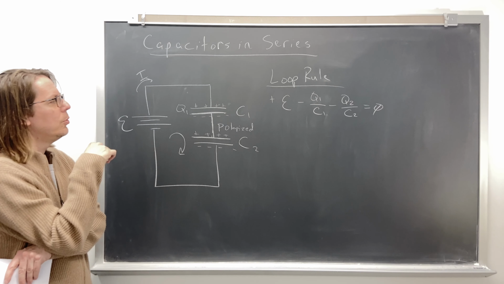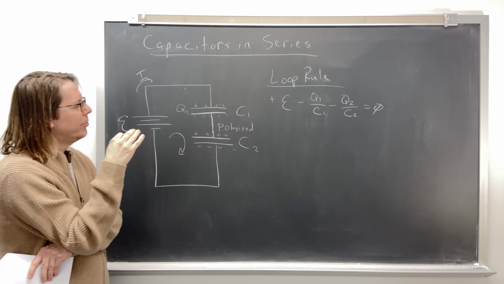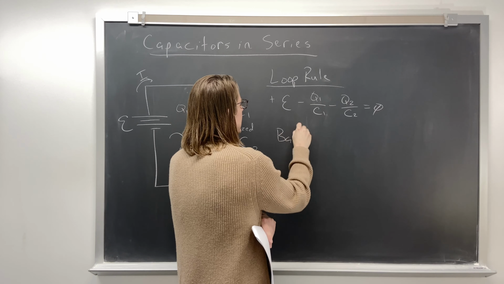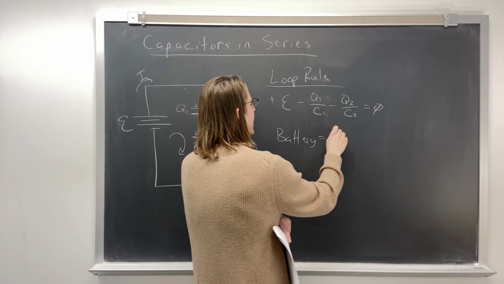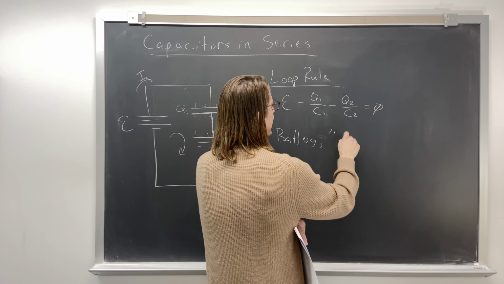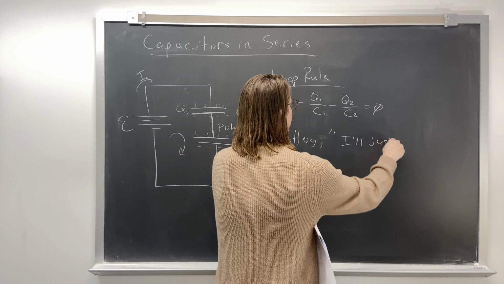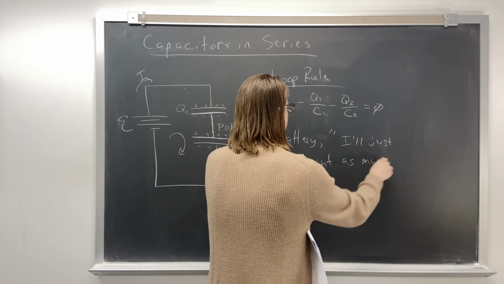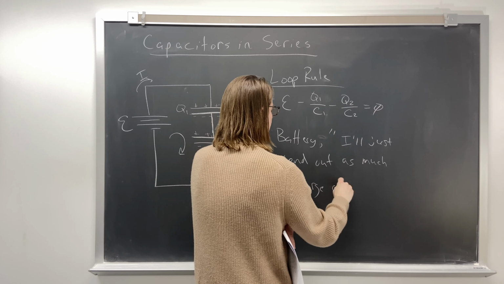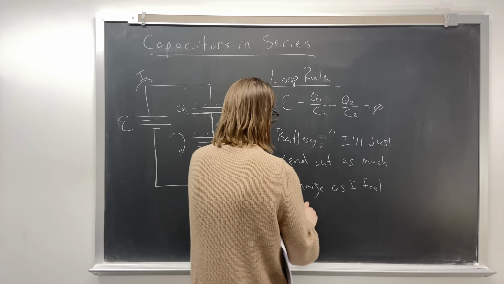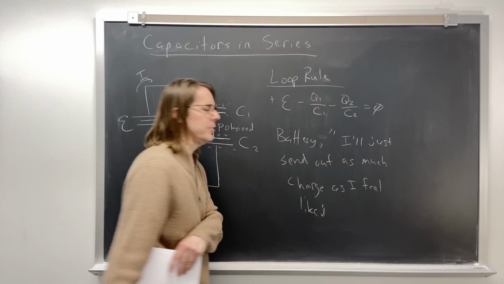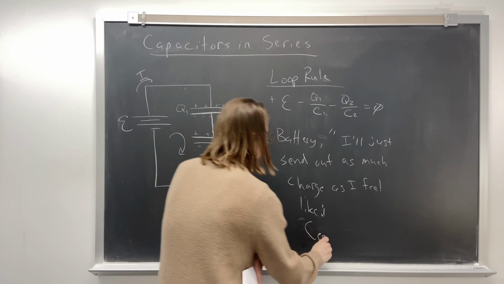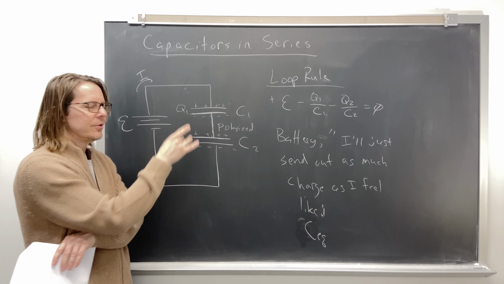So that's the loop rule. Let's see, what do we do with it? Remember before we thought about how the battery doesn't really know what's going on. So what does the battery say? The battery says, I can't see the circuit, I'll just send out as much charge as I feel like. What does the battery feel? The battery feels the equivalent capacitance. The battery just senses that there are capacitors out there.